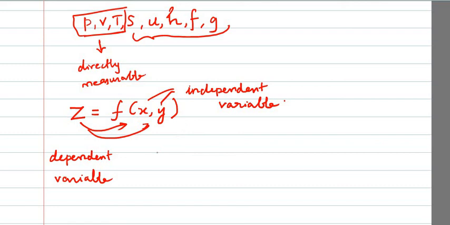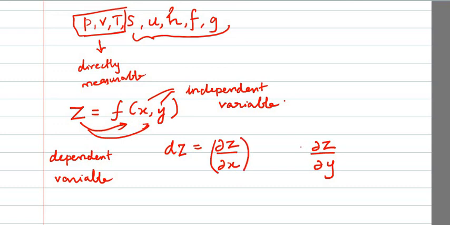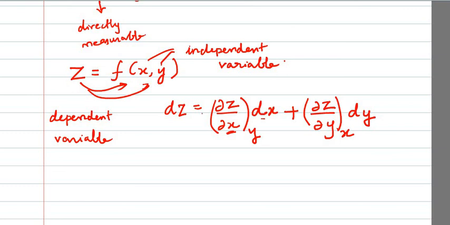The exact differential, that is dz, can be written as dou z by dou x plus dou z by dou y. Since it is dependent on x and y, I am writing dou z by dou x plus dou z by dou y. While taking dou z by dou x, here y is constant, and while taking dou z by dou y, here x is constant. Then I have to put dx here. So whatever is in the denominator, that will be coming here. Similarly here dy. So dz is equal to dou z by dou x at constant y into dx plus dou z by dou y at constant x into dy.